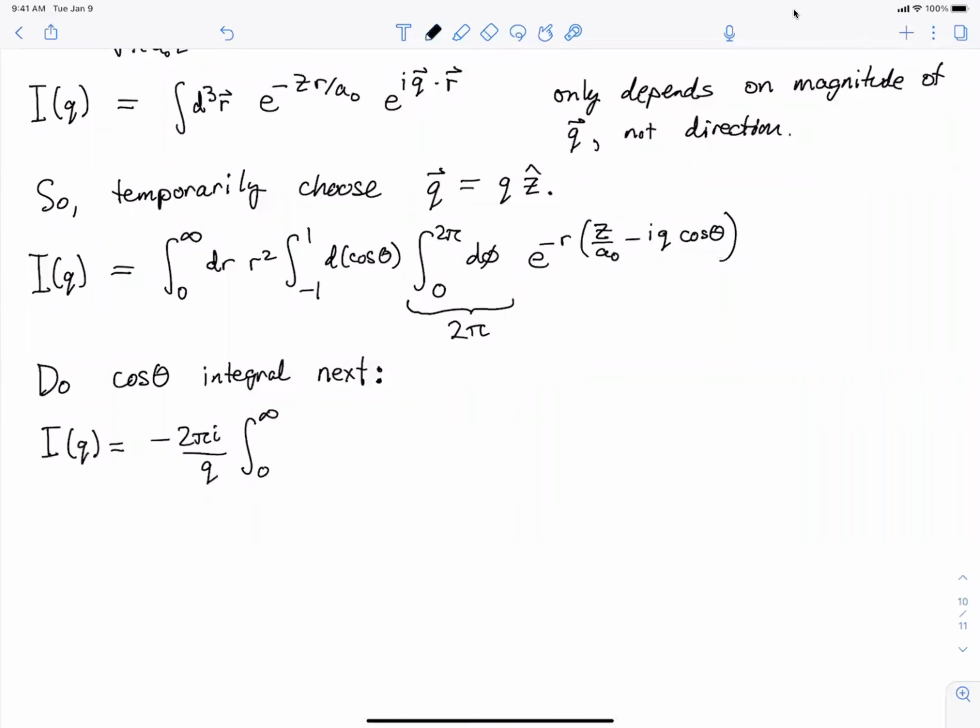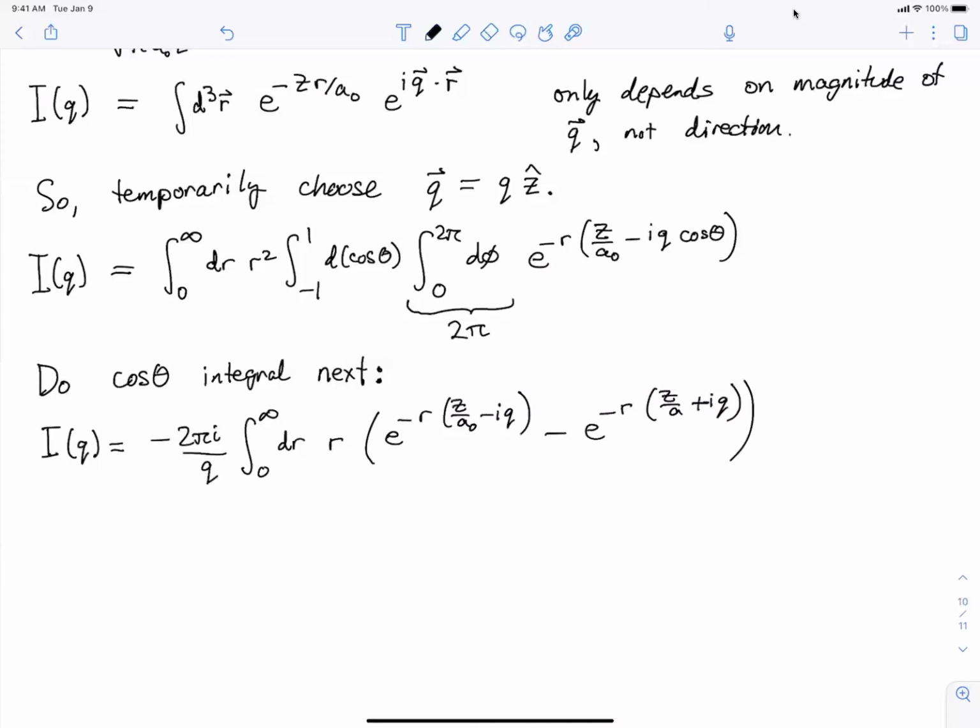We still have to do our dr integral, but what's left here is r times e to the minus r times z over Bohr radius minus iq. That's from the cosine theta equals 1 limit of integration, minus the same thing, except from the cosine theta equals -1 limit of integration. So that's the integral that has to be done.